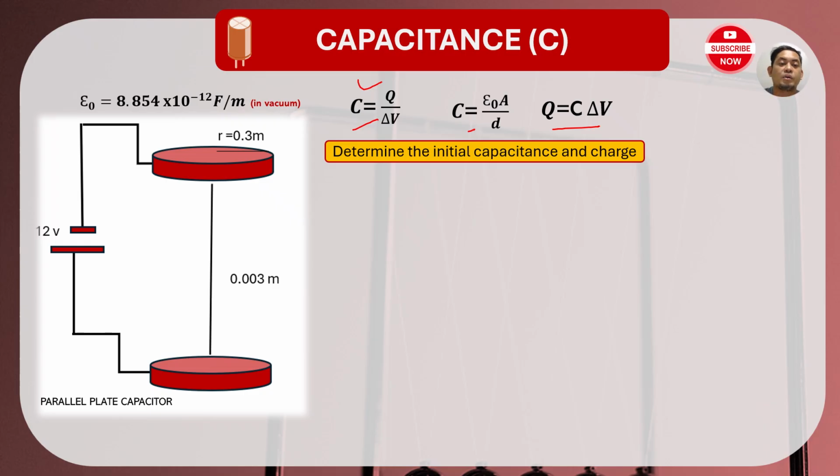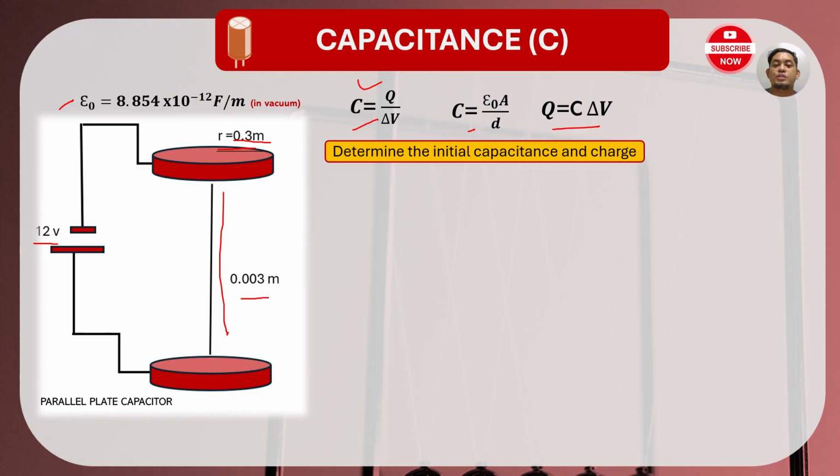Okay, and in our problem, the epsilon naught in a vacuum is provided. We have 12 volts or battery connected to these plates. And we have a radius because we will be dealing with the area of the circle later. So it's 0.3 meters. It's already in meters, so it's good. And we have a distance in between these plates. It's already in meters also, 0.003.